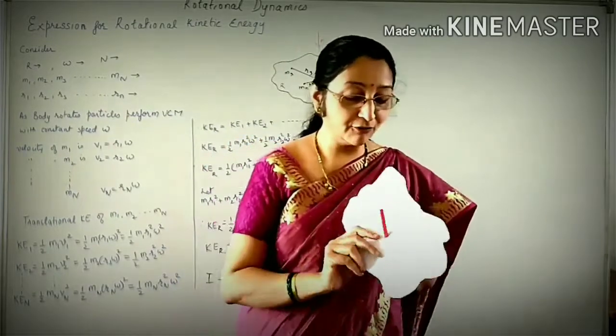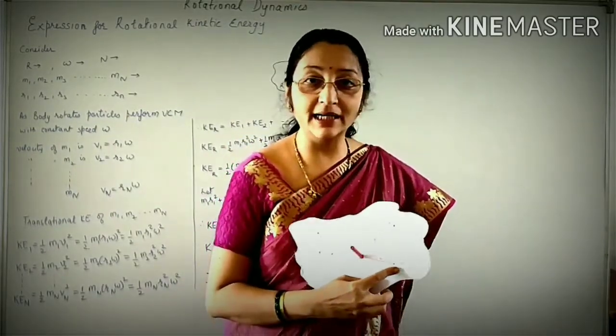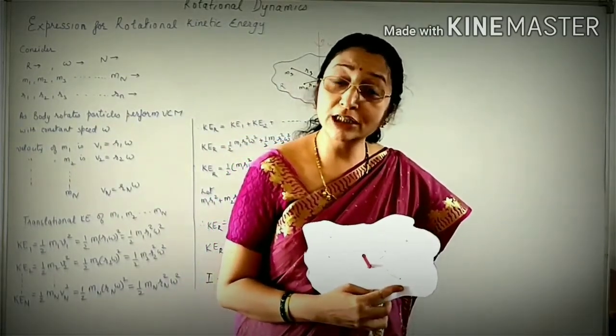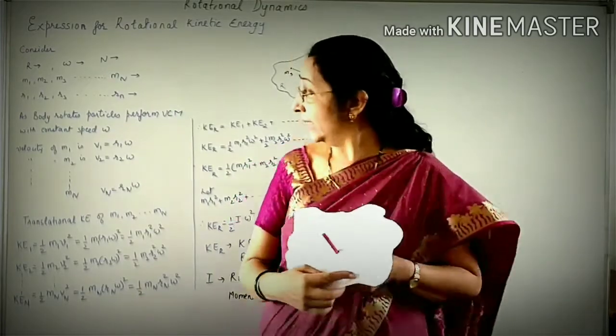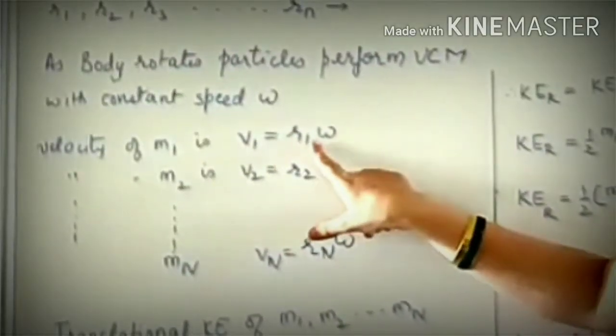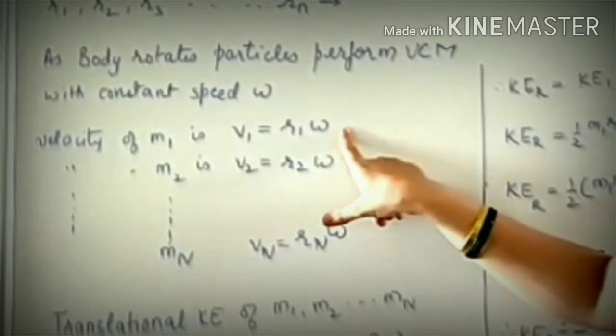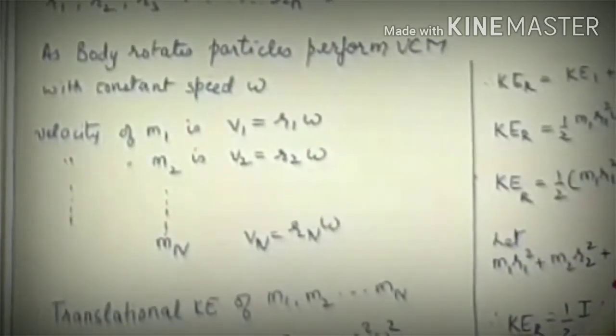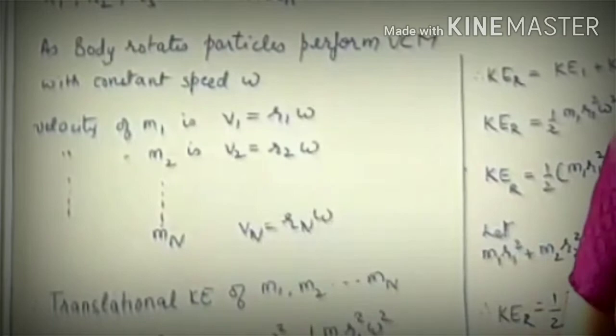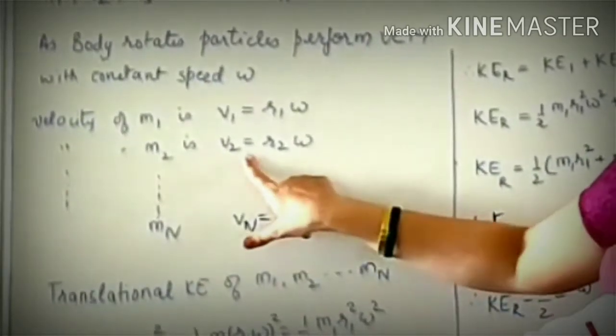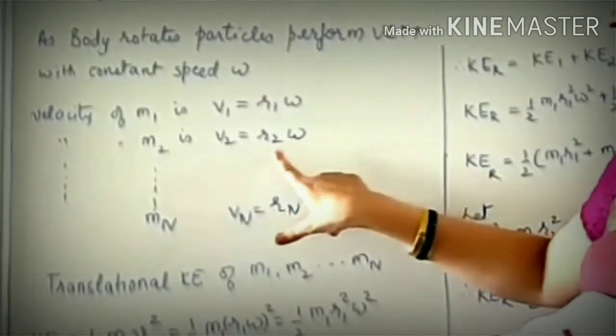Now I am considering the first particle. Supposing I am considering this particle m1. So what is the velocity of particle m1? That is v1 is equal to r1 into omega. This is the velocity of the first particle. Then m2. What is the velocity of the particle m2? That is v2 is equal to r2 into omega.